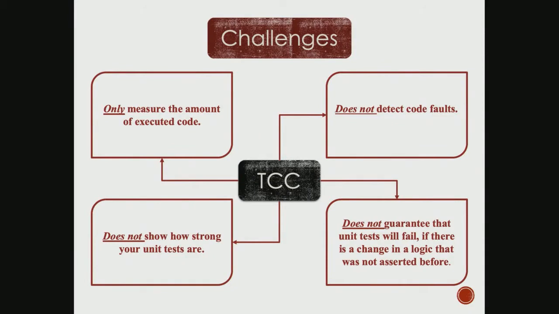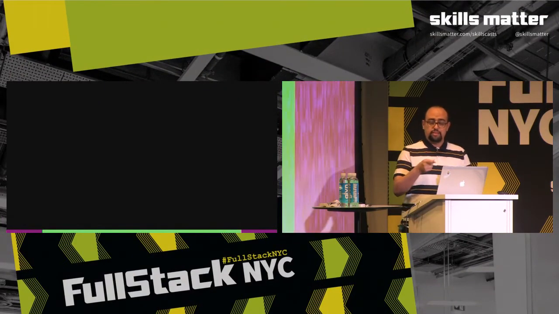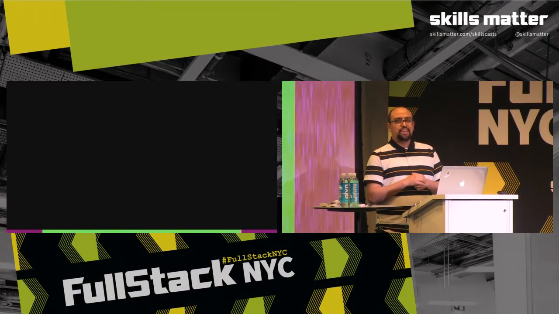What is the problem of this report that we currently see? The problem of this report is traditional code coverage is really measuring only the lines of code which are executing when unit test runs. But it has no idea about code faults. It is just executing the statements with no idea what is the logic that you currently have. So it does not really guarantee that unit tests will fail if there is a change in a logic that was not asserted before. I will prove it now to you in this example. And this really means that it doesn't show how strong your unit tests are.